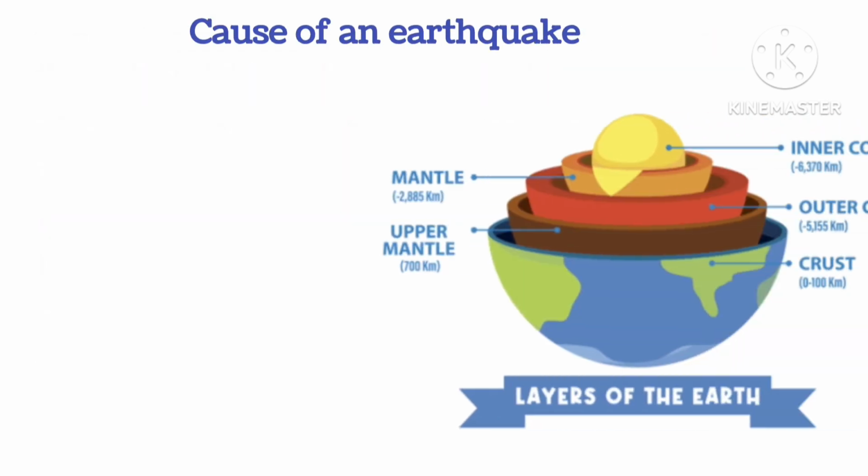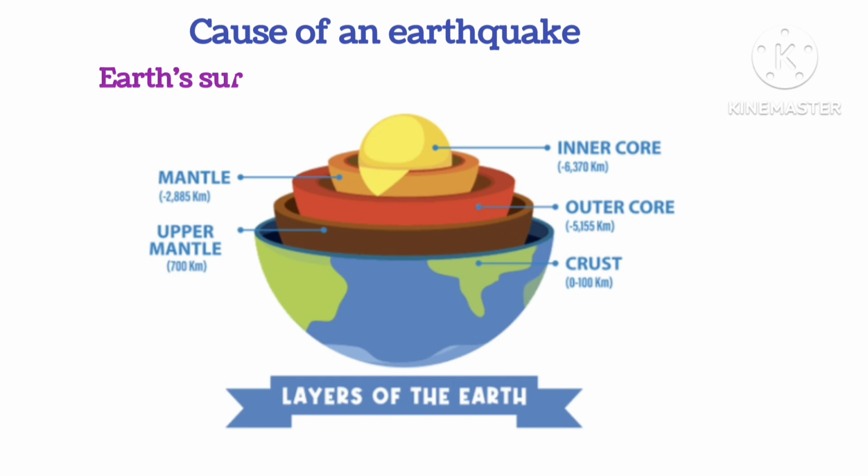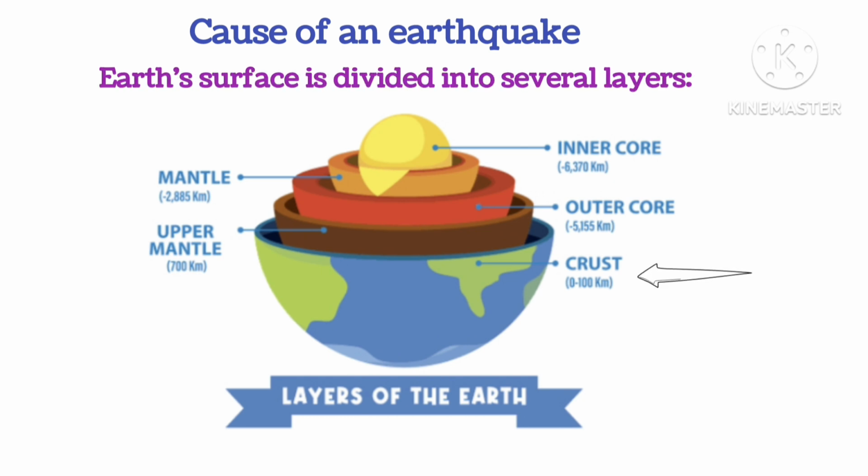Causes of an earthquake. As you can see here, Earth's surface is divided into several layers. The outermost layer is the crust. Inside the crust, we have the upper mantle. Inside the upper mantle, we have the outer core. Inside the outer core, we have the mantle. And the innermost layer is the inner core.